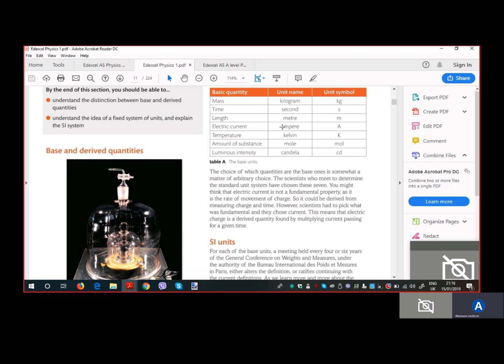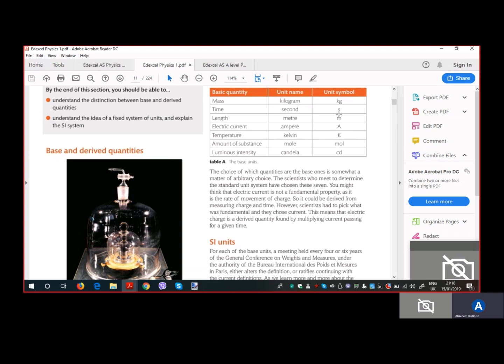Time, length, electric current, and temperature. The SI unit of temperature is Kelvin. Now you know there are several temperature scales. We have Fahrenheit, Celsius, and then Kelvin. The SI unit is Kelvin. And for chemistry, you would have learned mole. Mole is also a base unit. And luminous intensity, candela.